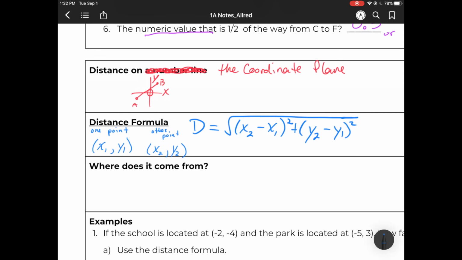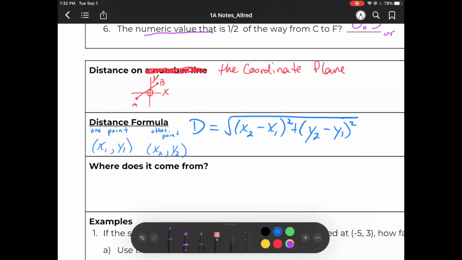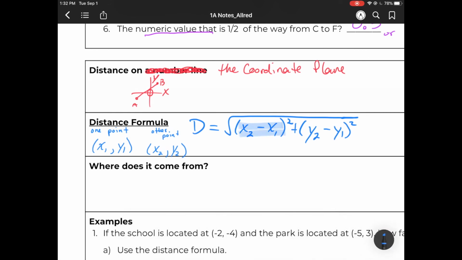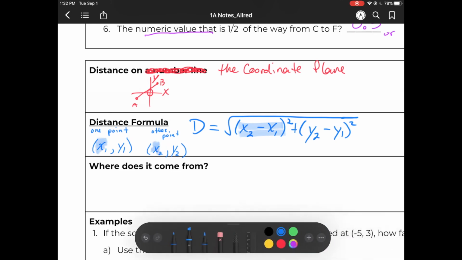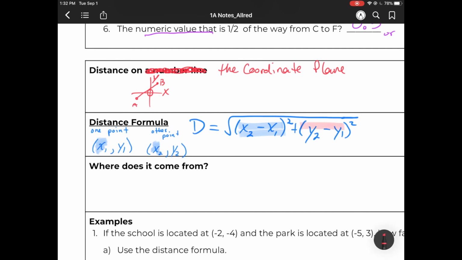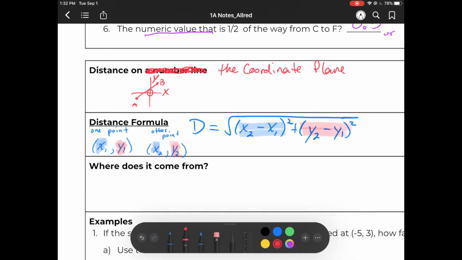What I want you to notice is this parentheses is not an x and a y. It's both of the x's. The other parentheses is not an x and a y. It's both of the y's. So be careful what you're grouping together when you do this.